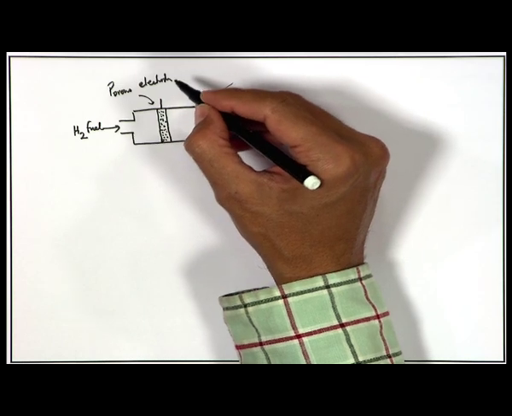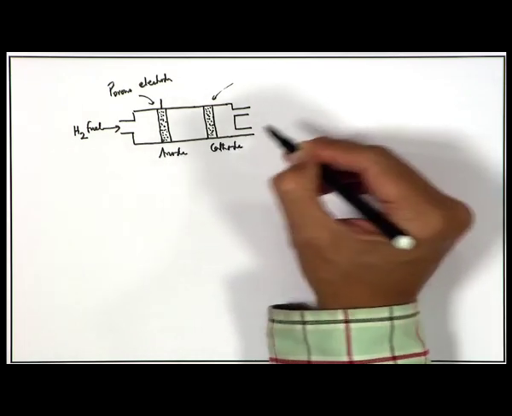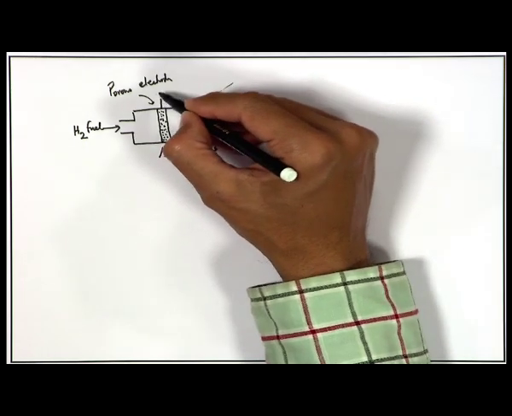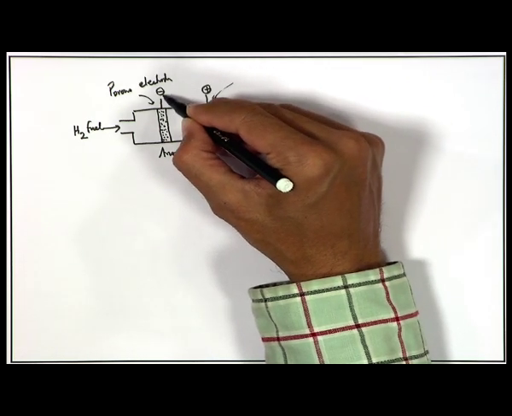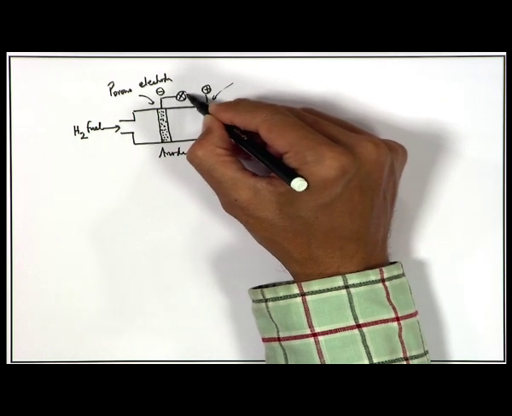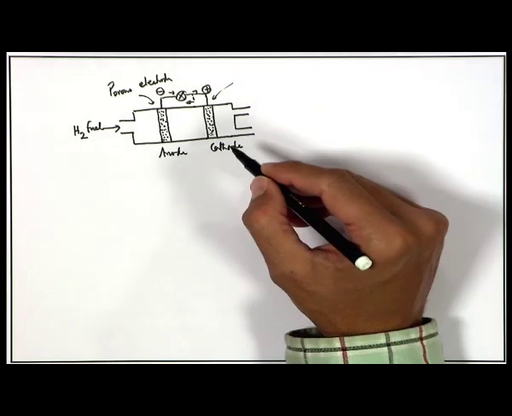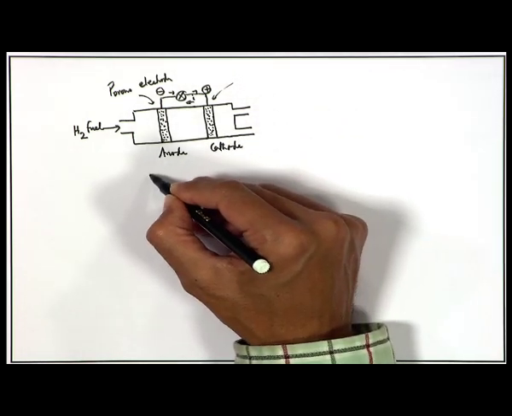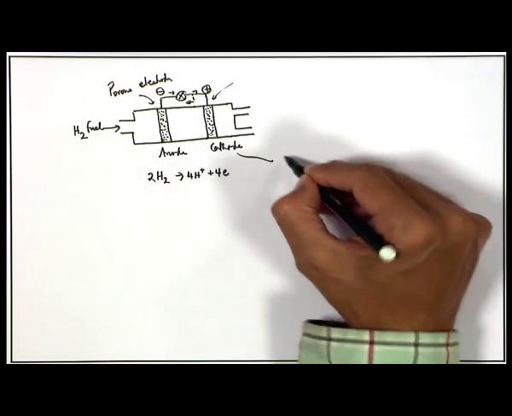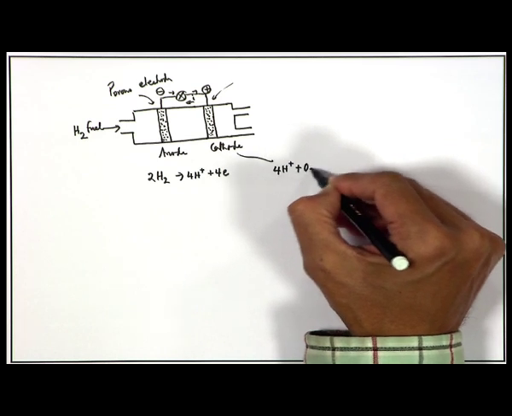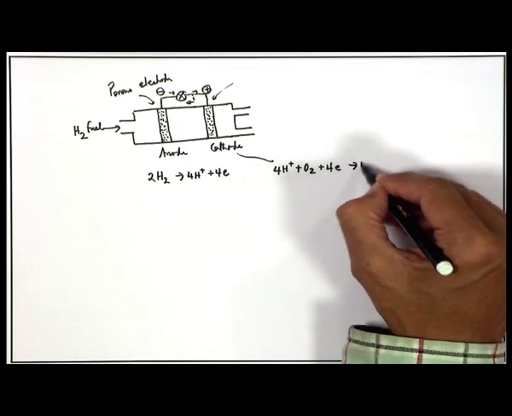This one is anode, this is cathode. So, minus, this is plus. If you put this against some external load, then electrons will flow this way, current will flow the other way. And this anode reaction will be 2H2, that gets to 4H plus plus 4 electron. Cathode reaction will be 4H plus plus O2 plus 4 electron, that gets you water.